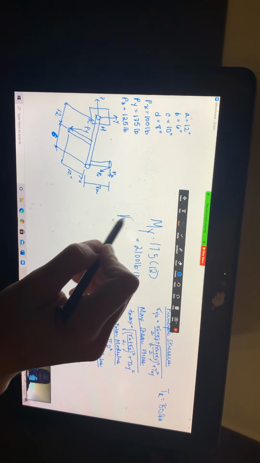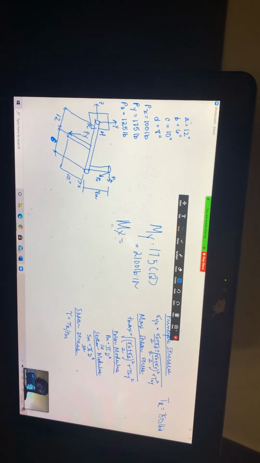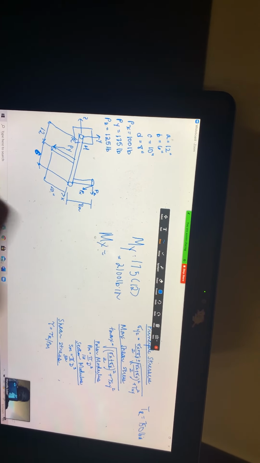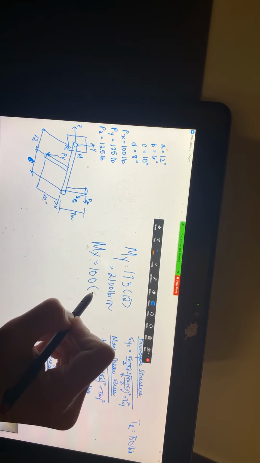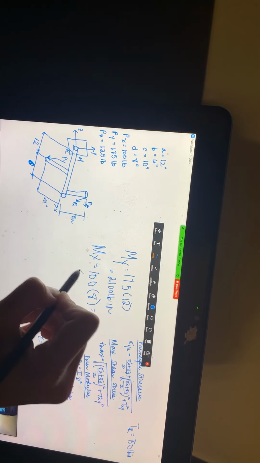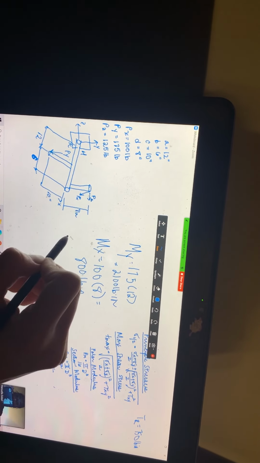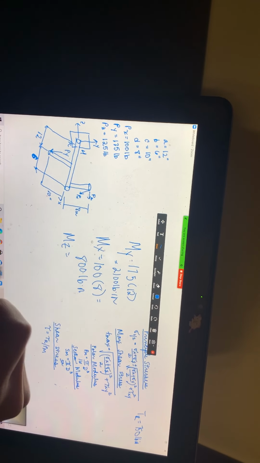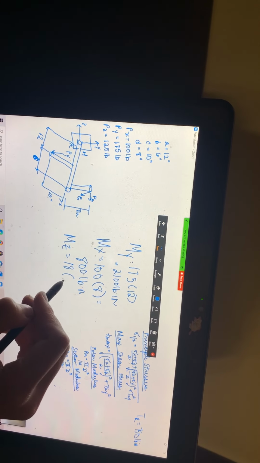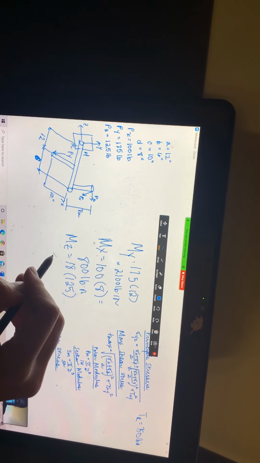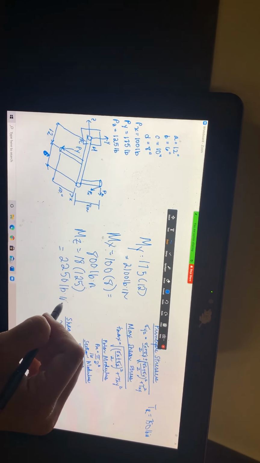And now we're going to find the moment in the x direction because they're both on the same plane. And for this one, it's going to be 100 times 8, which is equal to 800 pounds per inch. Okay, and now we're going to find the moment in the z direction, which is going to be 18 times 125. And the answer for that is 2,250 pounds per inch.